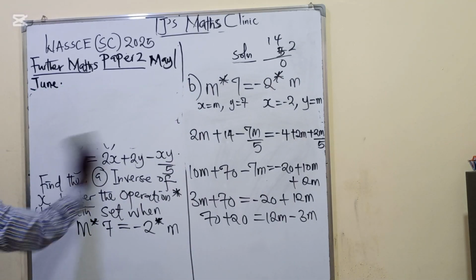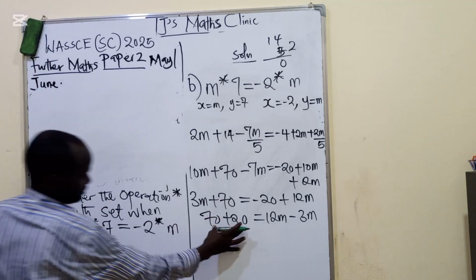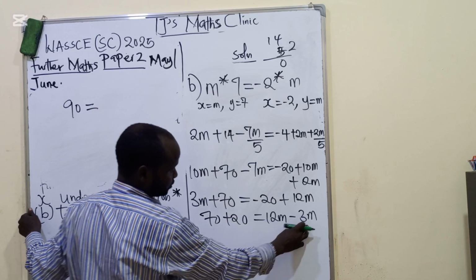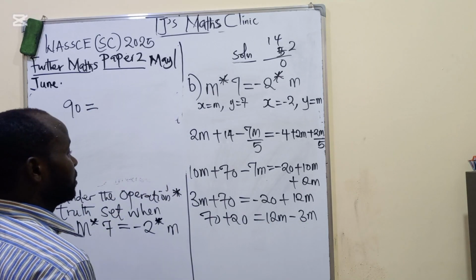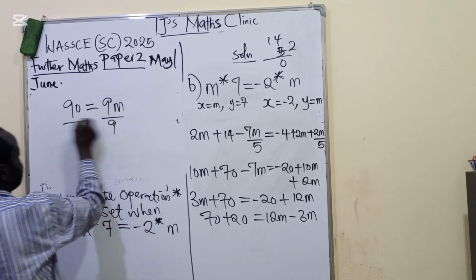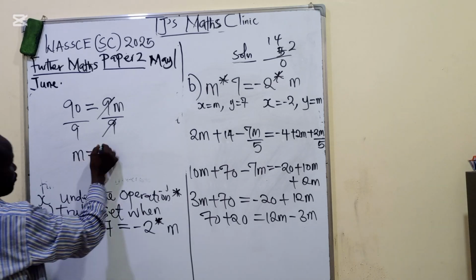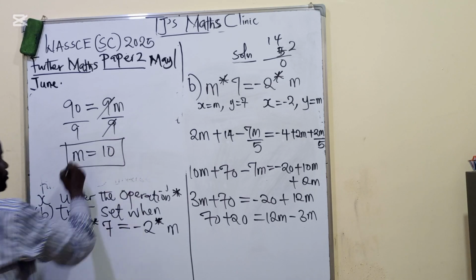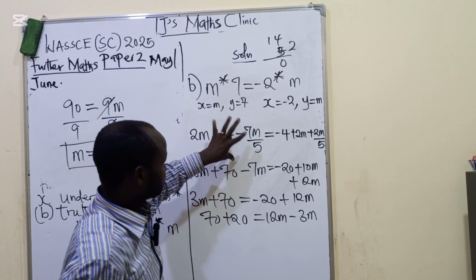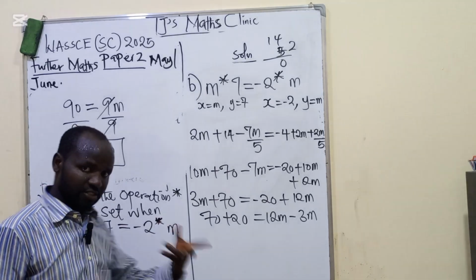Let's clean the question now so that we can get the value of M. When we add this, we have 90 will be equals to 12M minus 3M, that will be 9M. Then we divide both sides by 9. M now will be equals to 90 divided by 9, that will be 10. So this will be the value of M. M is 10. Sorry for the mistake before, but this will be the correct expression. So M is nothing but 10.